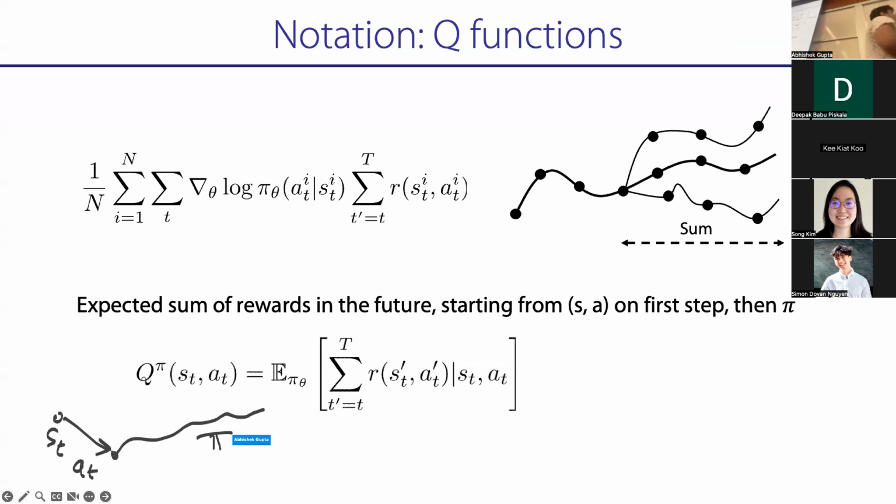Whenever you say Q pi, that means you're going to take one action A_t, which doesn't have to come from pi. It can come from anywhere. And thereafter, you're going to follow pi. It's going to be super important that the first one is not from pi, because that's what's going to let you be off policy.